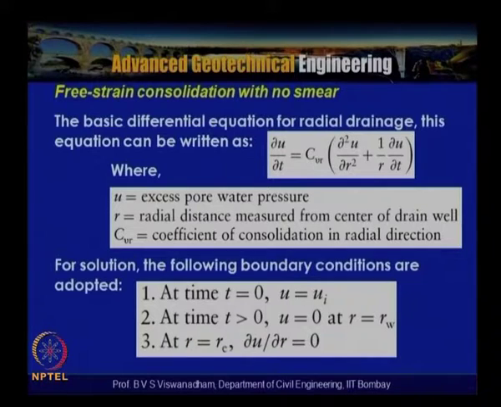Now the basic differential equation for radial drainage can be written as dou u by dou t equal to Cvr into dou square u by dou r square plus 1 by r dou u by dou r, where u is the excess pore water pressure to be dissipated, r is the radial distance measured from the center of the drain well, and Cvr is the coefficient of consolidation in the radial direction, also equivalent to Ch. For the solution, the following boundary conditions are adopted.